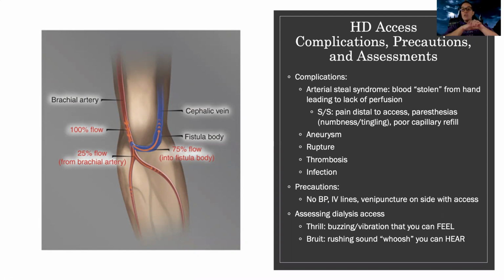So we need to do a very good peripheral vascular assessment on whichever side they have the fistula or graft. And the signs and symptoms of arterial steal syndrome are that there's going to be pain distal to their access site.